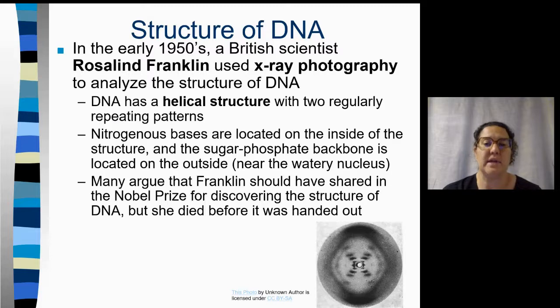In the early 1950s, a British scientist, Rosalind Franklin, used X-ray photography to analyze the structure of DNA, and she worked pretty independently. She was able to identify that DNA had a helical structure with 2 regularly repeating patterns. The nitrogenous bases were located on the inside of the structure, and the sugar phosphate backbone is located on the outside. Lots of people argue that Rosalind Franklin should have shared in the Nobel Prize for the discovery of the structure of DNA, but unfortunately, the Nobel Prize is not handed out posthumously, and she passed away before it was awarded.